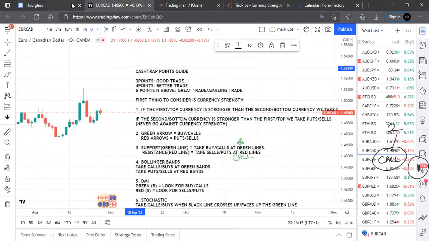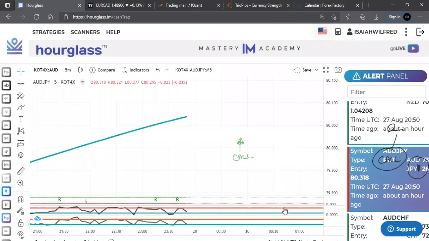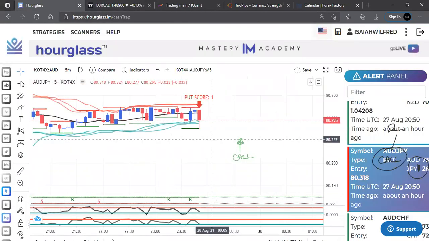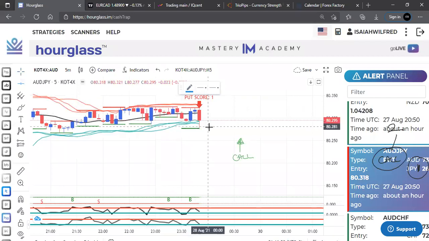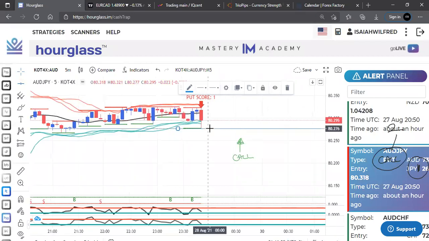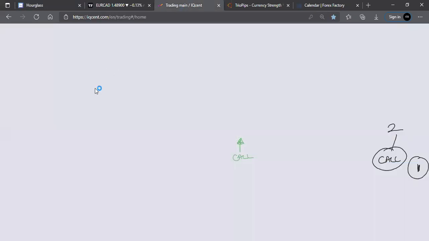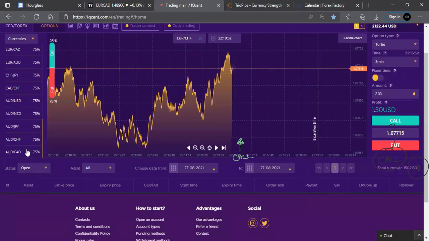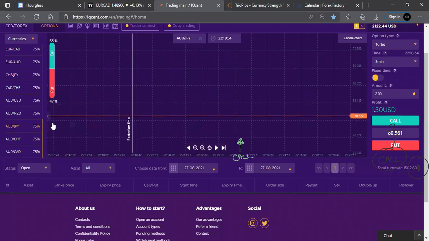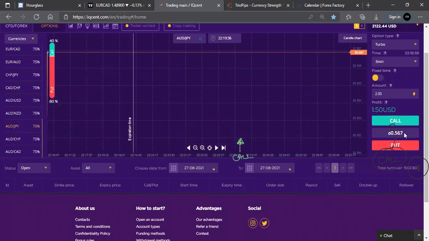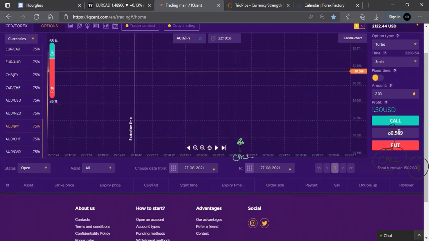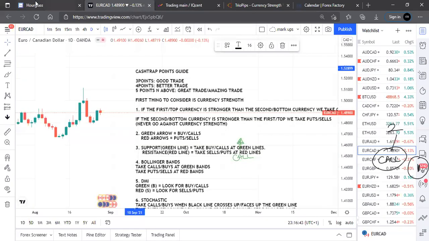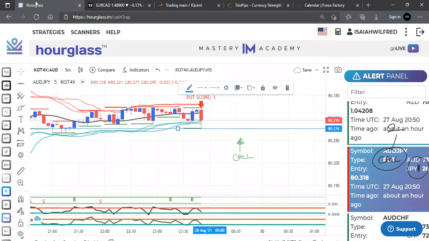So all I'm doing is a round tick for a buy. Horizontal line where? Support line, 276, AUD JPY. I go to my broker, AUD JPY. I wait for 276. Once I get 276, I click on call. That's how you simply take your trade with counting the points.